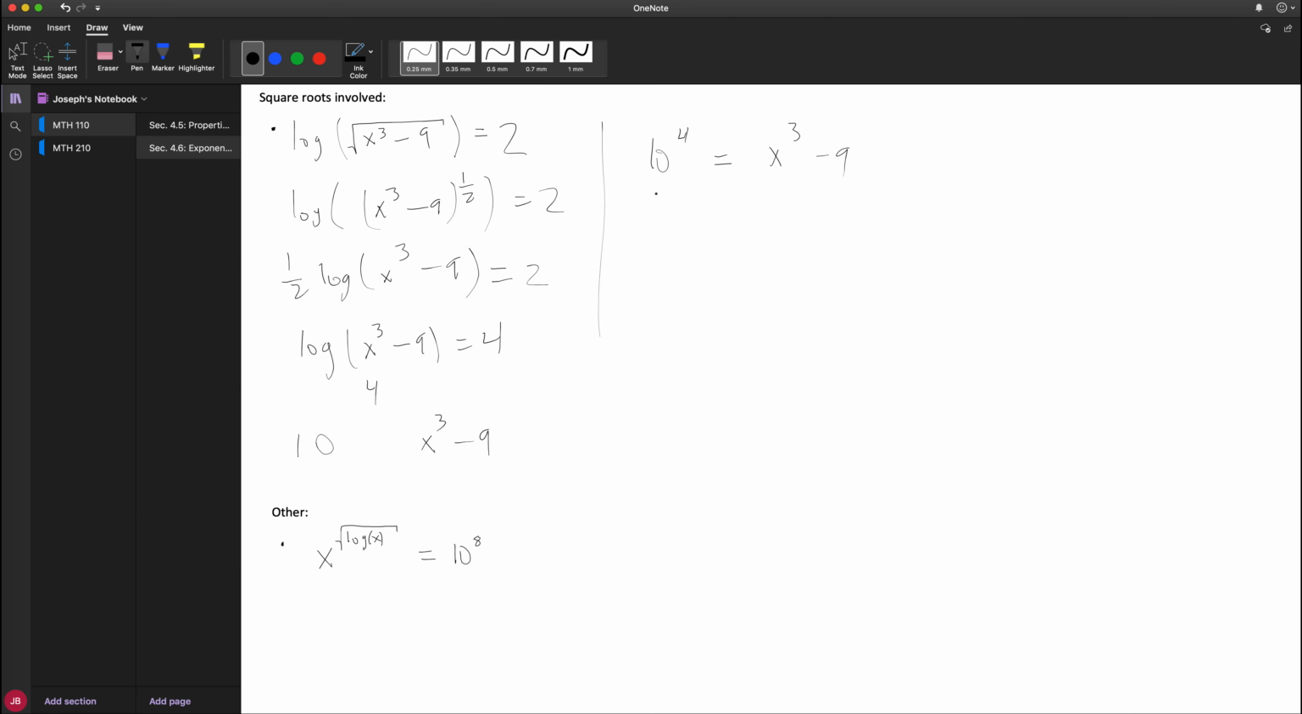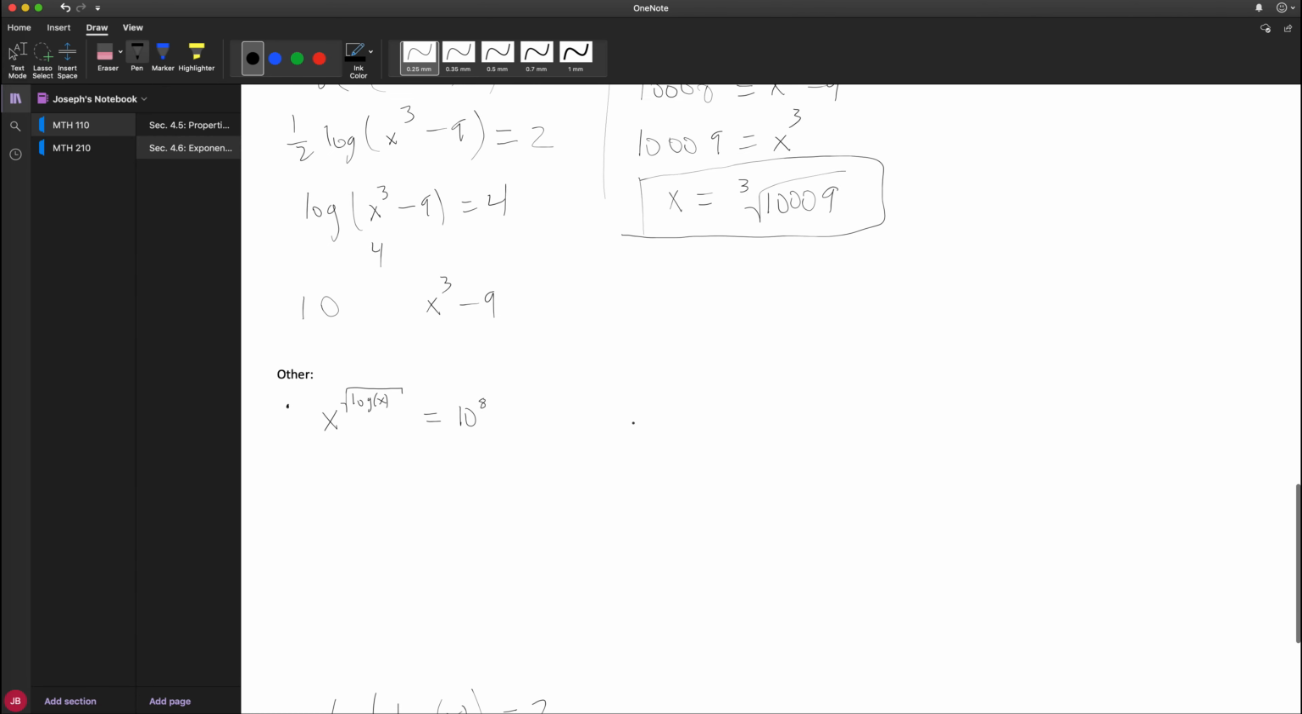So this is 10,000 equals x cubed minus 9. So add 9 to both sides, and then just take the cube root of both sides. So x equals then the cube root of 10,009. And it turns out that odd roots are unique, so there is no plus or minus. If this were a square root, maybe you'd have to do a plus or minus, but it's a cube root, so there's only one answer.